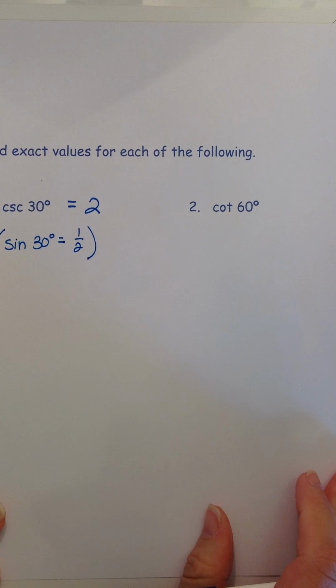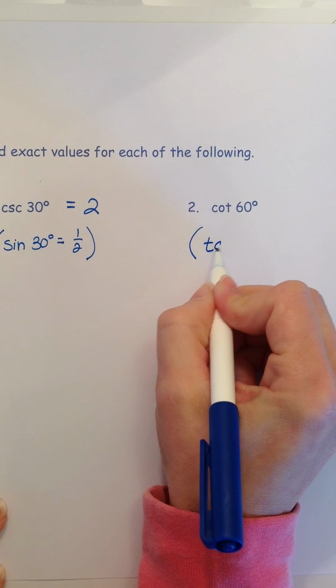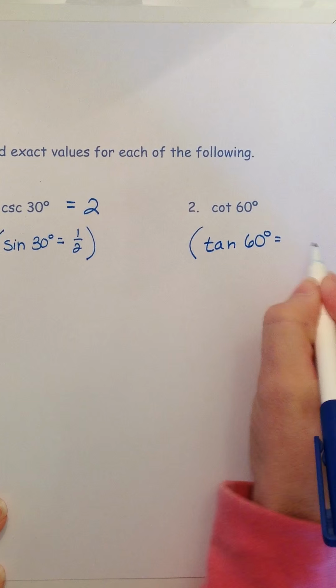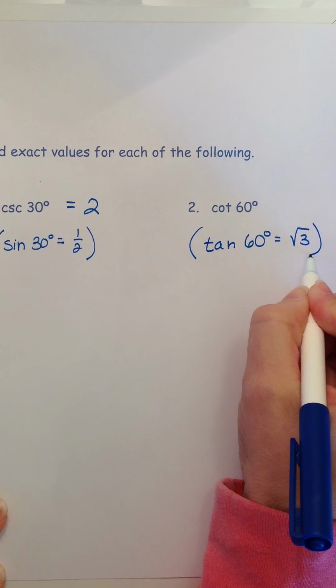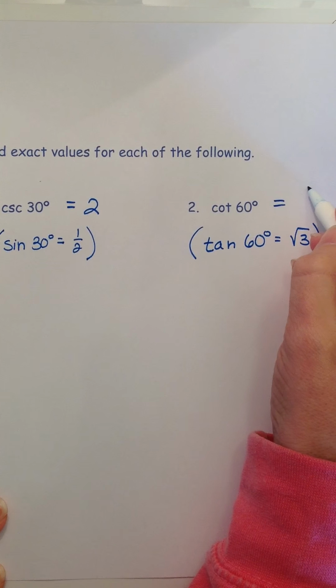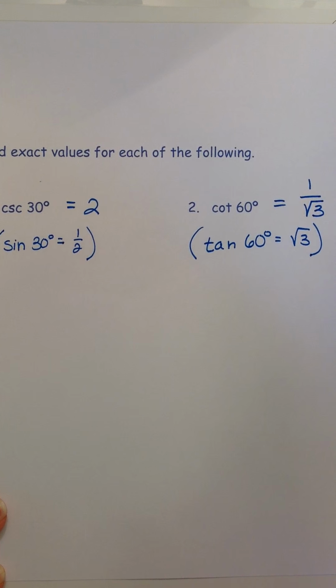Okay, the second one here is cotangent 60 degrees. So again, I'll just write what we're going to look up on our table. We're going to look up tangent 60 degrees, which is square root 3. And since cotangent and tangent are reciprocals of each other, this would just be 1 over square root 3. So that's all that you would have to do to those problems.